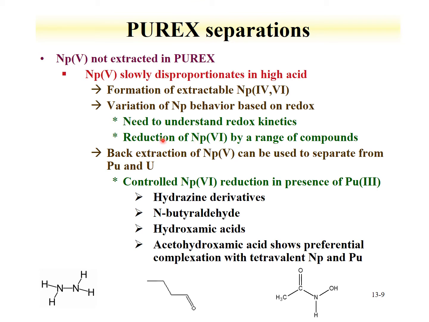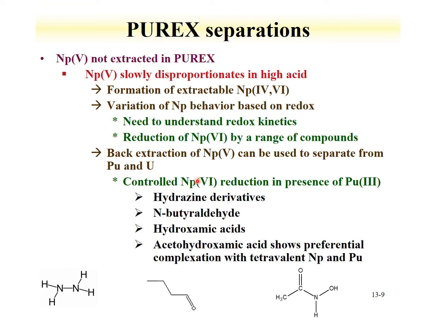and reduction of neptunium-6 by a range of compounds has been explored. One of these compounds is acetohydroxamic acid, which is shown here. And acetohydroxamic acid has preferentially been shown to complex with tetravalent species, including tetravalent neptunium and plutonium, and this has been used to help control its behavior in proposed separation systems.